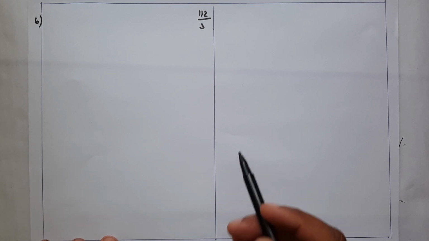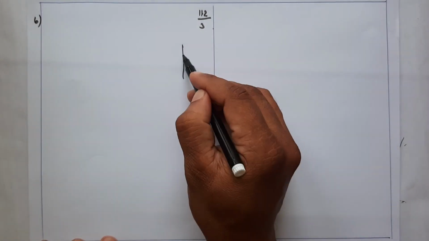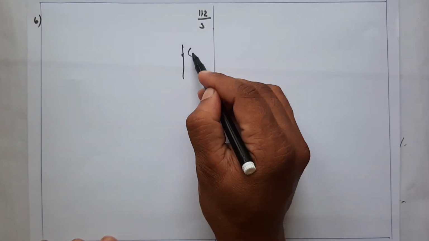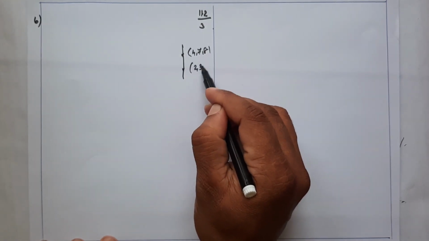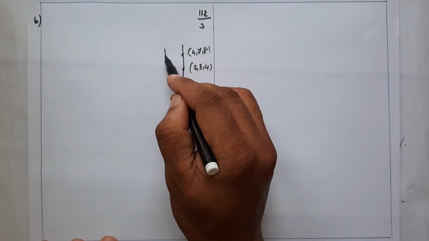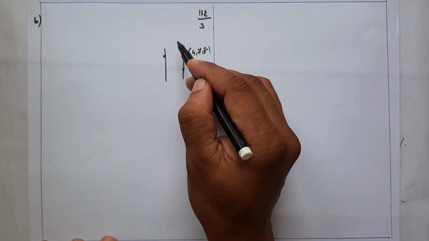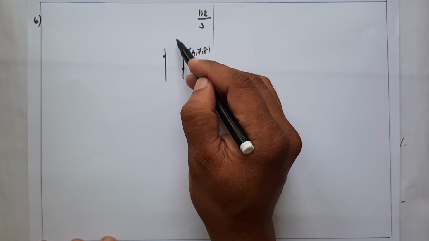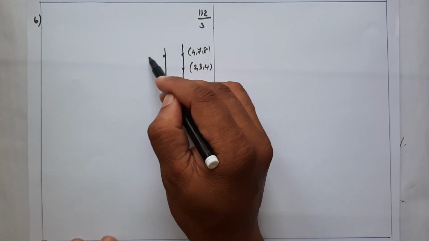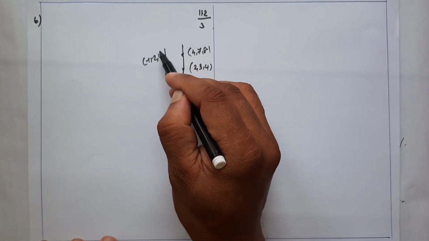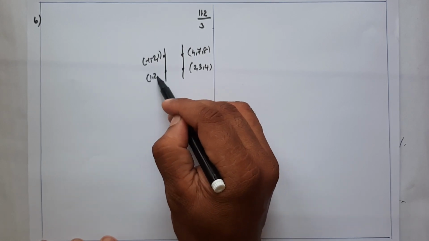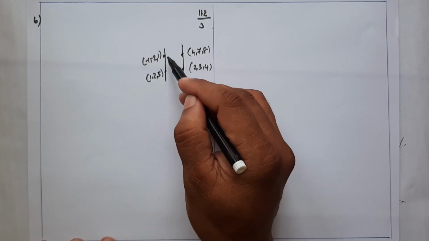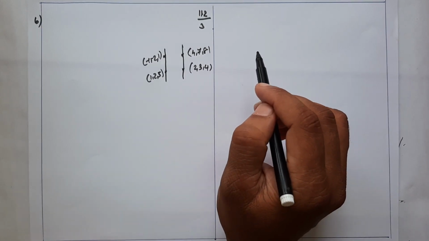Show that the line through the points 4, 7, 8 and 2, 3, 4 is parallel to the second line, whose points are minus 1, minus 2, 1 and 1, 2, 5. Here you have to prove that these two lines are parallel.